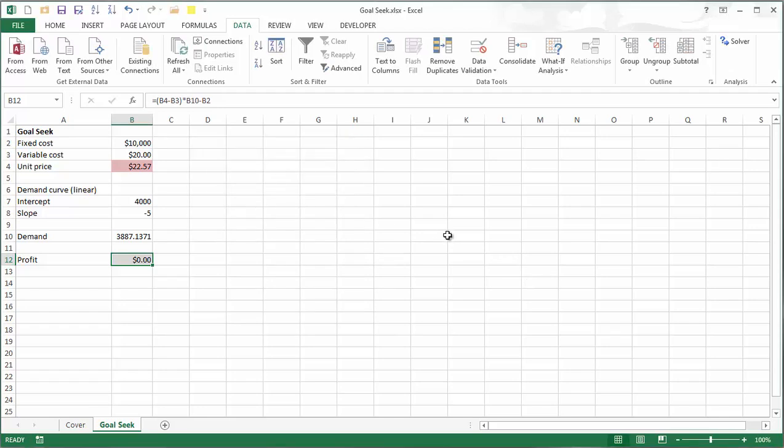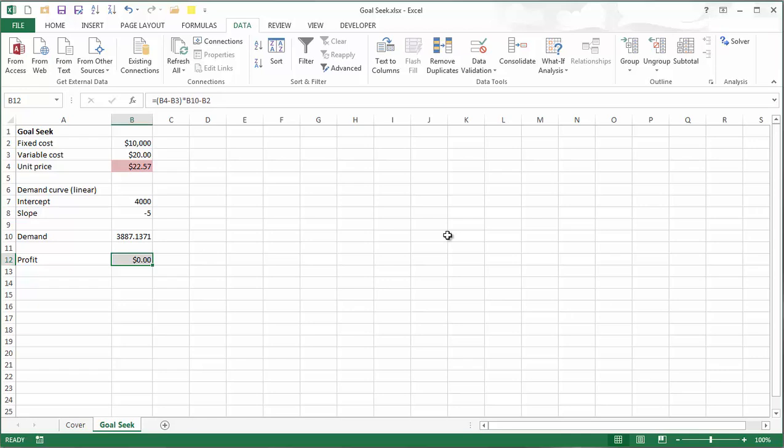When I click OK, I see that profit has been driven to 0 and the corresponding price is $22.57. In this case, this unit price will result in a demand of about 38.87. The margin on each will be $22.57 minus 20, or $2.57, and this would be just enough to offset the fixed cost.